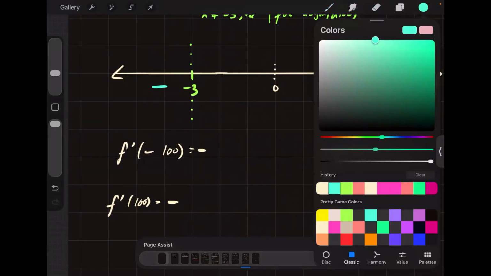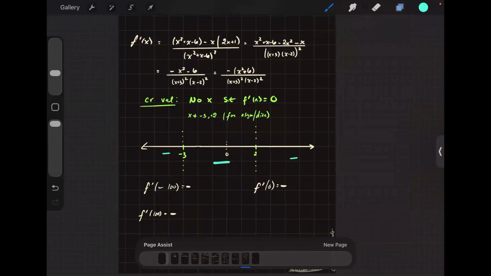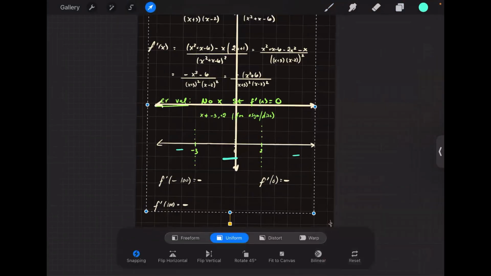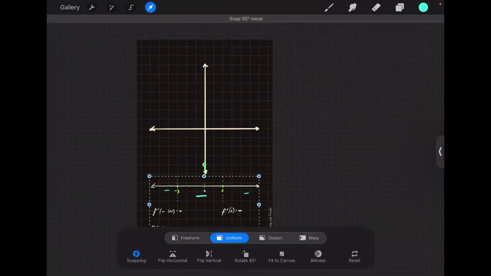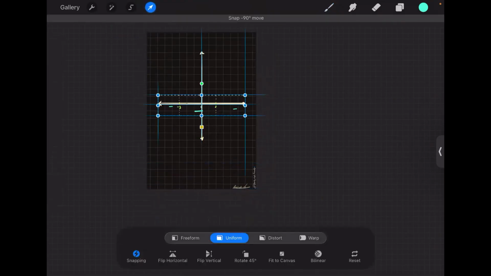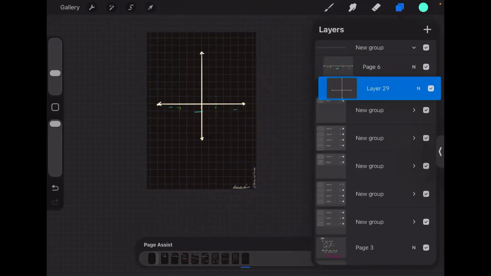Okay. So this derivative specifically looks a little bit like that. And then you're going to duplicate it. What I like to do is use the sign chart as my base, right? And then just draw around it, and lower the opacity. Obviously, you can do this by hand too, but it's fine, right?